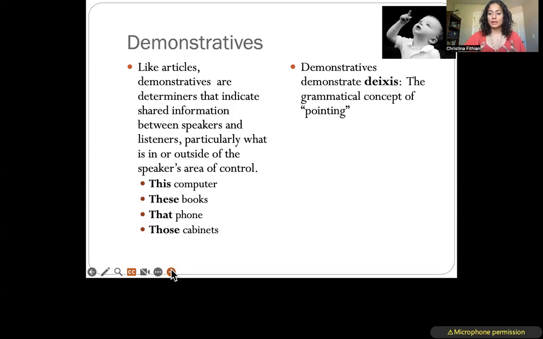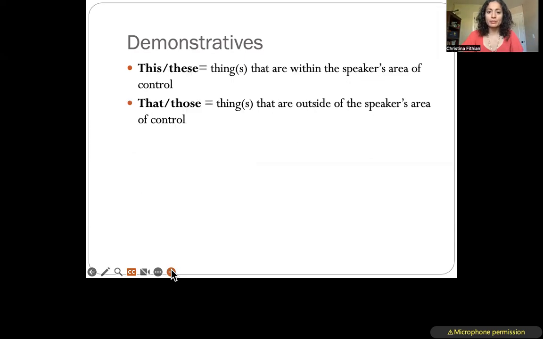So demonstratives demonstrate something called deixis, and this is the grammatical concept of pointing. In fact, often when we use a demonstrative like this or that, we often have to point when we're referring to it. So the words this, that, these, and those, they change depending on the context around us. So they don't have any inherent meaning on their own unless they're situated in some kind of context. Now, the context can be the physical context around me, or it can also be, for example, the sentence context, what I was talking about before. And we're going to see an example of that here in a minute.